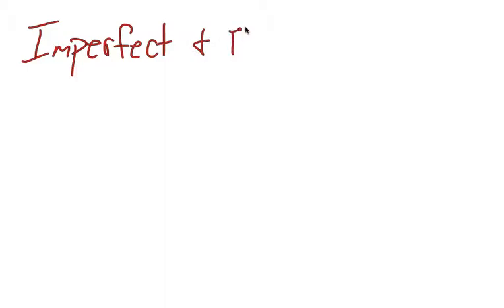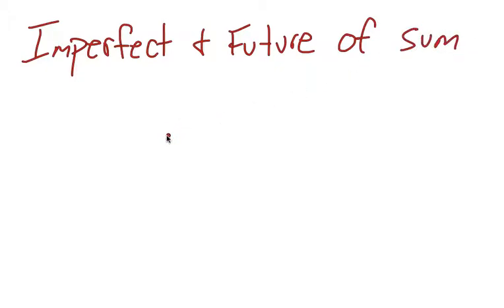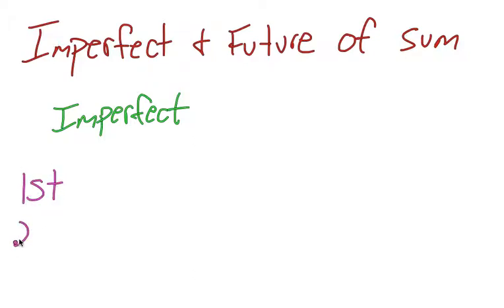Today we're talking about the imperfect and future tense of esse. Okay, and we're going to start with the imperfect. In order to do this, I'm going to set up a conjugation chart with first, second, and third person, and of course singular and plural for my number.